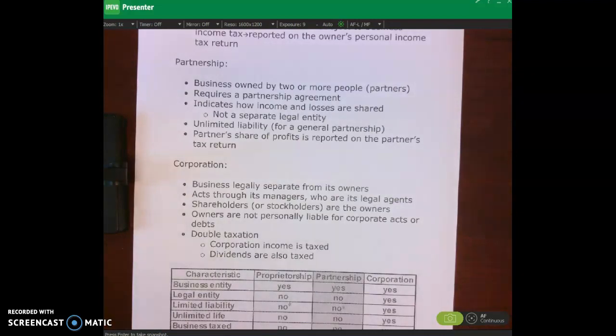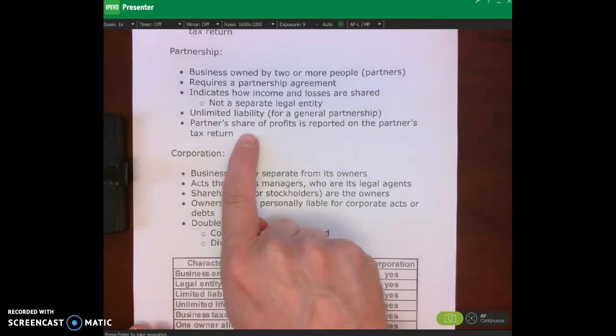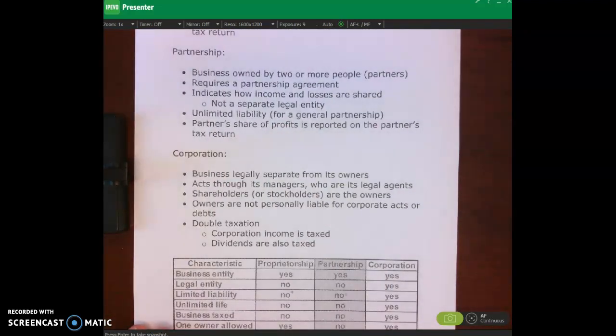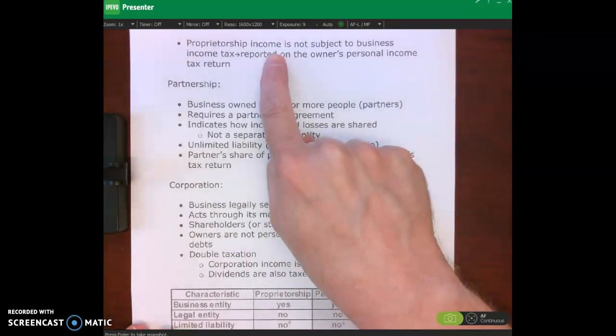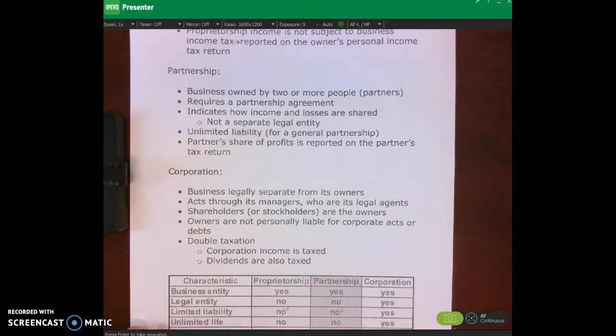There is unlimited liability for a general partnership, or as we'll talk about in Chapter 12, there are different types of partnerships and not all of them have unlimited liability. But for a general partnership, there's unlimited liability, which is similar to the idea of the proprietorship, where you could use personal assets to pay off business liabilities. The partner shares of the profits are reported on the partner's tax return. That is similar to the proprietorship idea. It's reported on your own personal tax return.